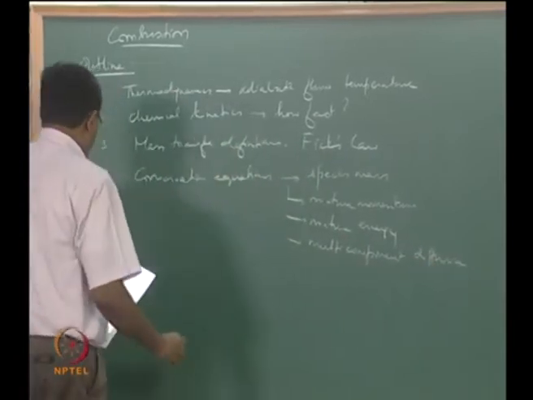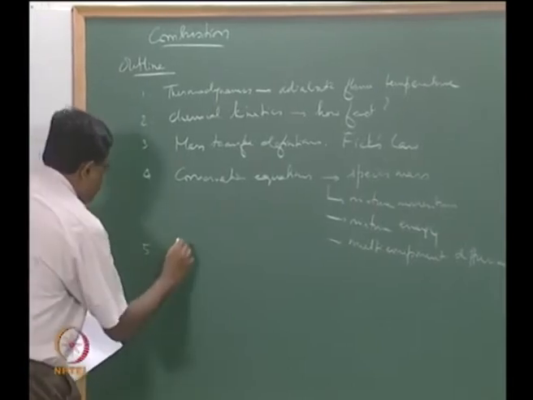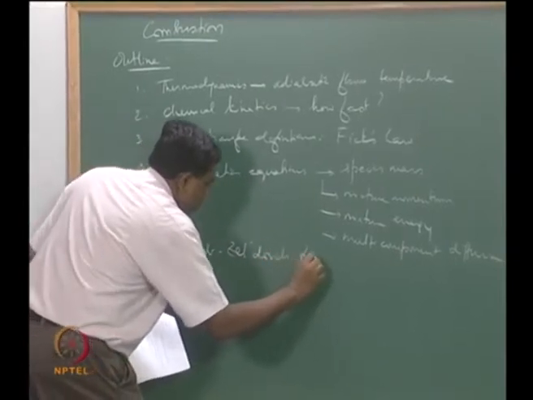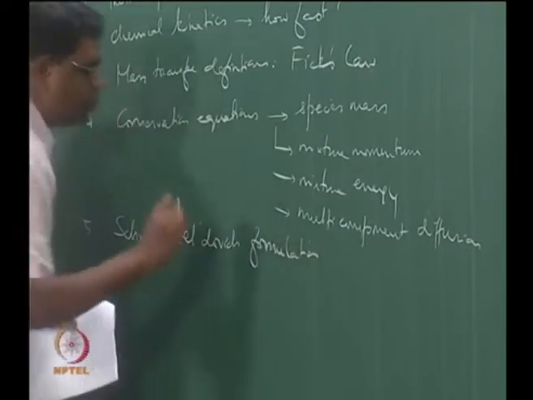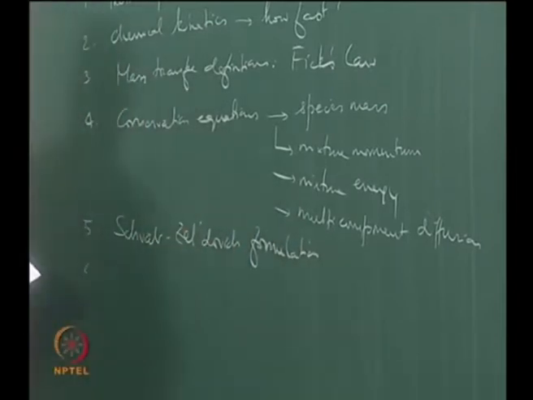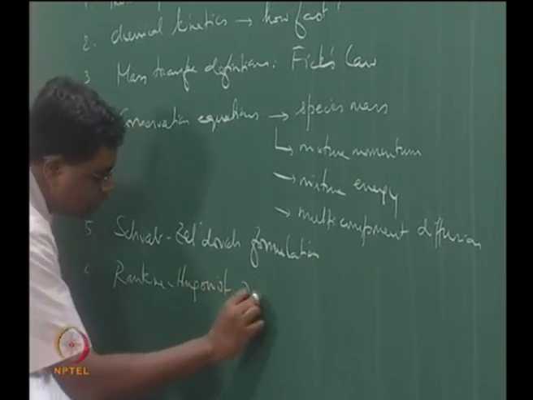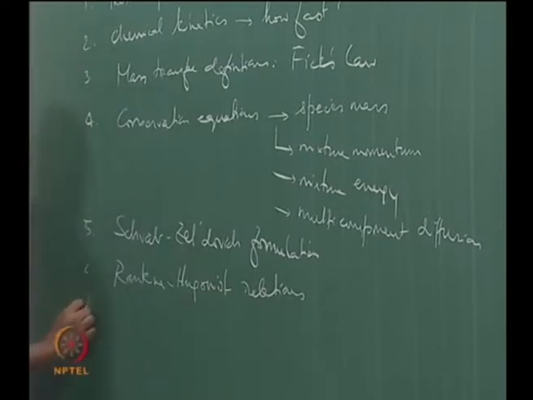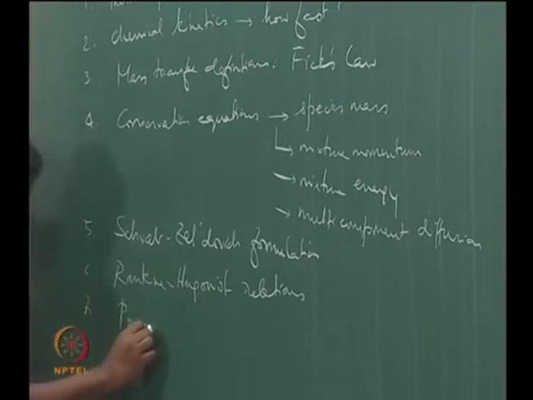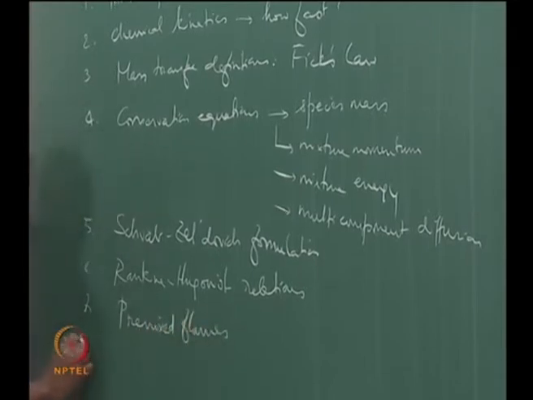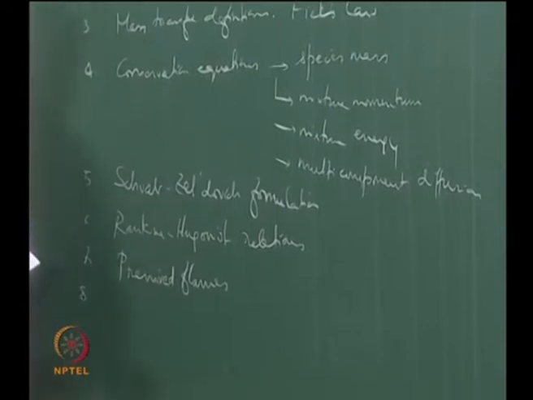All right. Then we will go through what's called the Shvab-Zeldovich formulation. Number six, we now do what's called the Rankine-Hugoniot relations. Seven, premix flames. Premix flames and diffusion flames.